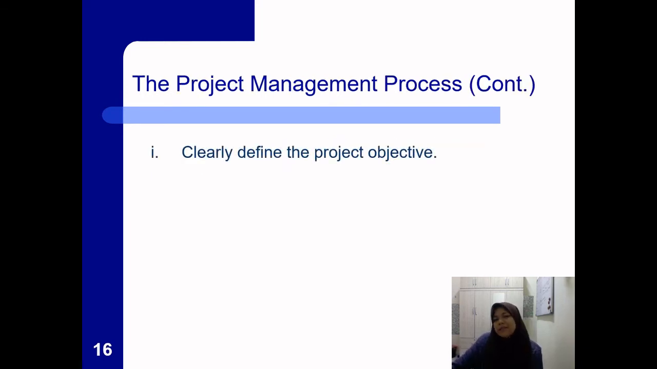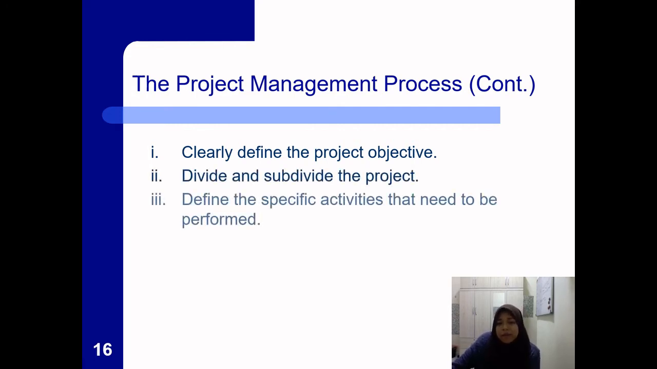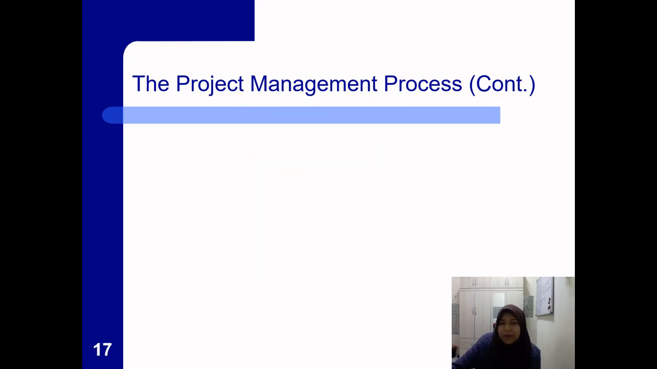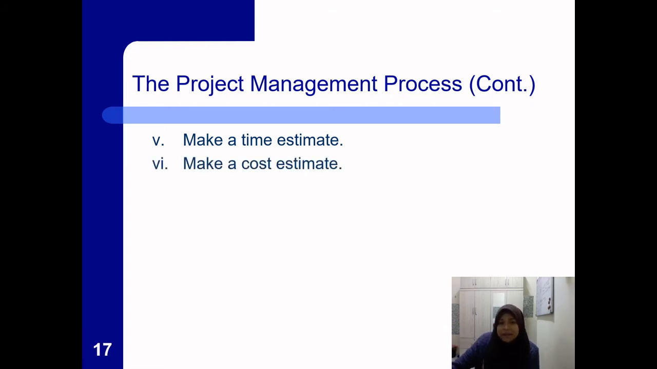Several steps are included in the project management process. First, you need to clearly define the project objective, divide and subdivide the project, define the specific activities that need to be performed, graphically portray the activities in a network diagram, and then make a time estimate, make a cost estimate, and calculate a project schedule and budget.